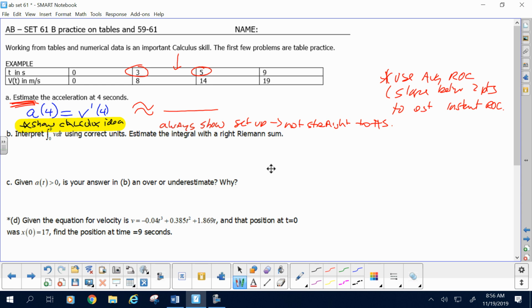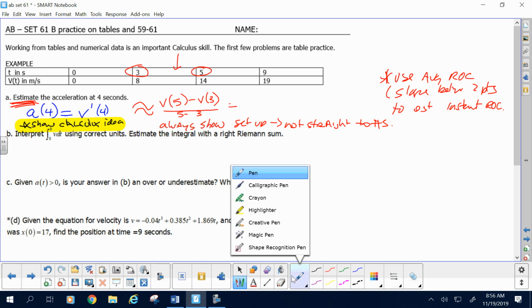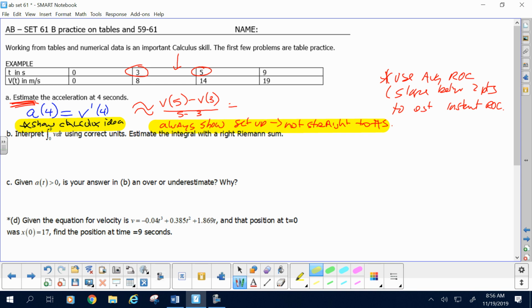Now, here's what I mean by always show setup. Do not just go 14 minus 8. Say, I am going to do change in velocity at 5 and 3 over change in time. Isn't that what acceleration is? Change in velocity over time. Okay? Show that then. That is crucial. I do not want to figure out where your table junk is coming from. I want you to communicate, this is what I'm doing.